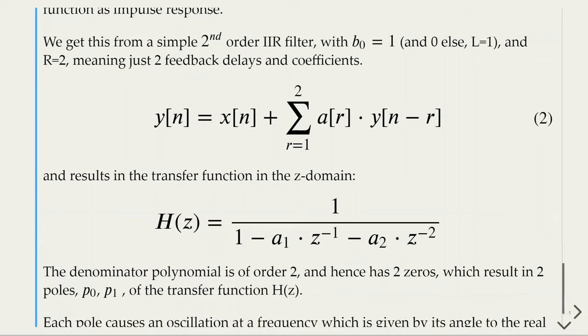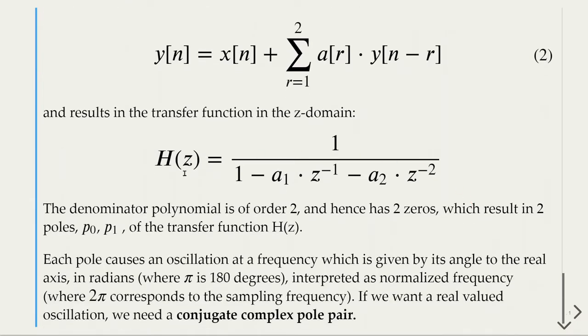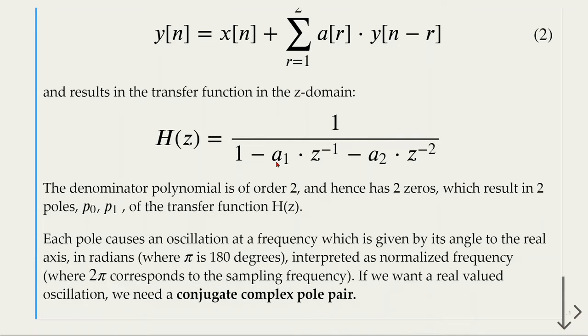And the resulting transfer function in the z-domain is then given here. And now we notice very interesting things here. The denominator polynomial is of order 2, and hence it has two zeros, which result in also two poles, P0 and P1 of the transfer function H of z.